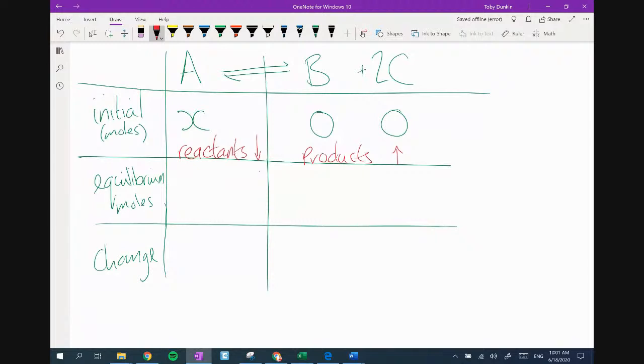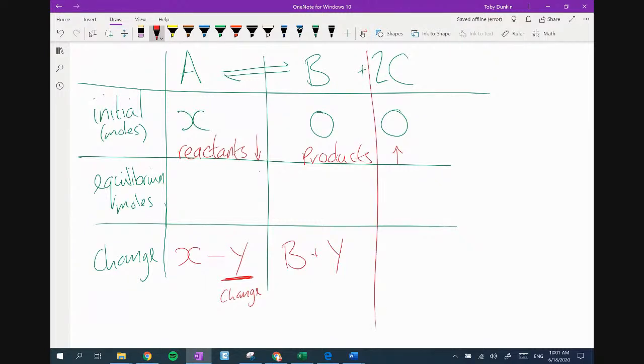Well, let's imagine that the change of A, in this case, is Y. I should just do it in X's all the time, really. Change is Y. So this one is going to be X minus Y. And that there is the change in moles. So X is going to lose it. B is going to gain, so this would be B plus Y.